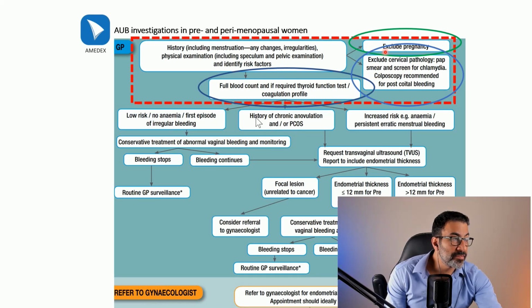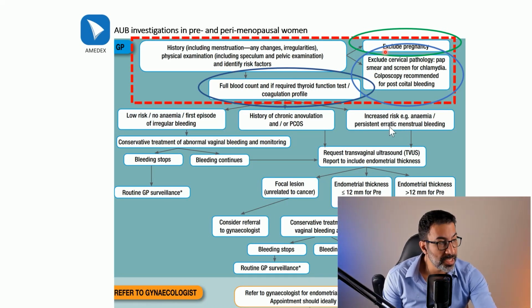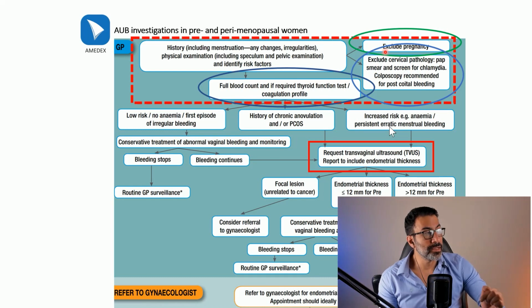If there is a history of chronic anovulation and/or PCOS, go straight to transvaginal ultrasound. If there is increased risk, like anemia, persistent erratic menstrual bleeding, or persistent heavy bleeding, what we want to do is request a transvaginal ultrasound.